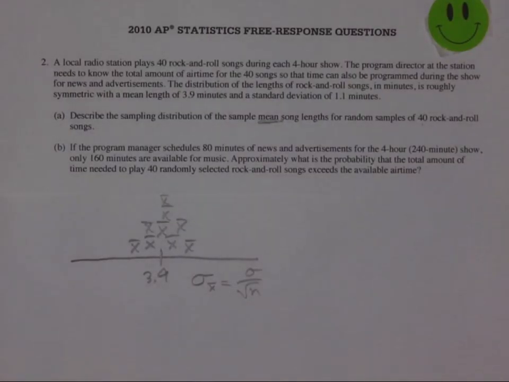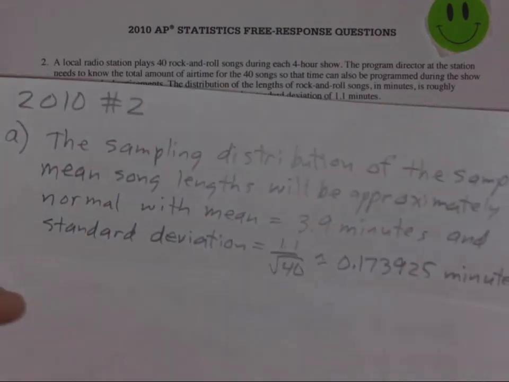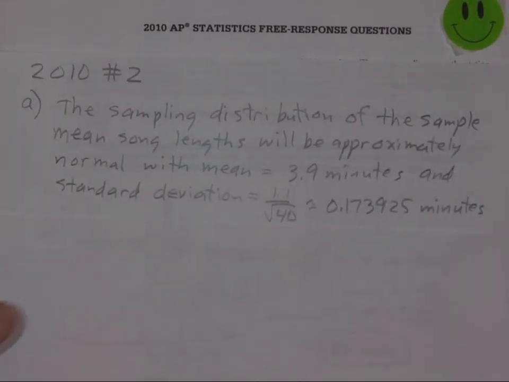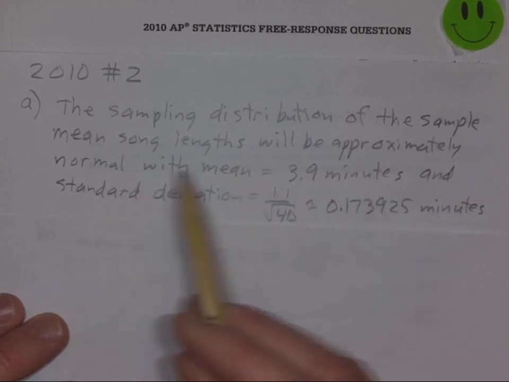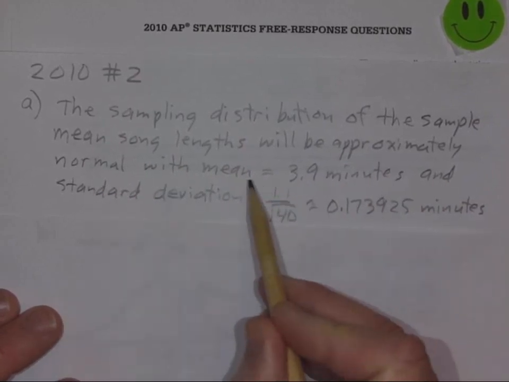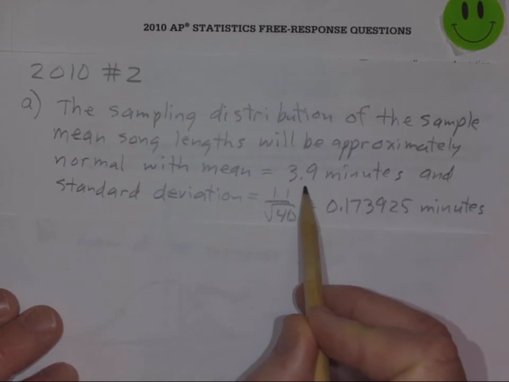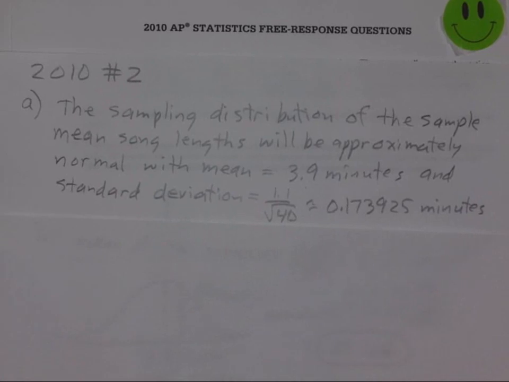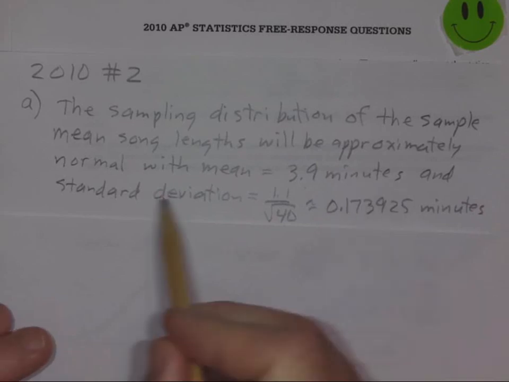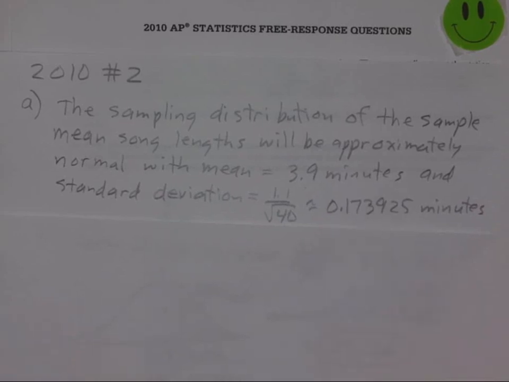So all that to say, describing a distribution, you have to describe its center, its unusual values, its shape, and its spread. And so the sampling distribution of the sample mean song length will be approximately normal, so that takes care of the shape, with a mean of 3.9, that takes care of the center, and a standard deviation of 1.1 over the square root of 40, and that takes care of the spread. The unusual values or outliers are taken care of by saying it's approximately normal. That describes the nature of the outliers as well. So that is how you would describe the sampling distribution.